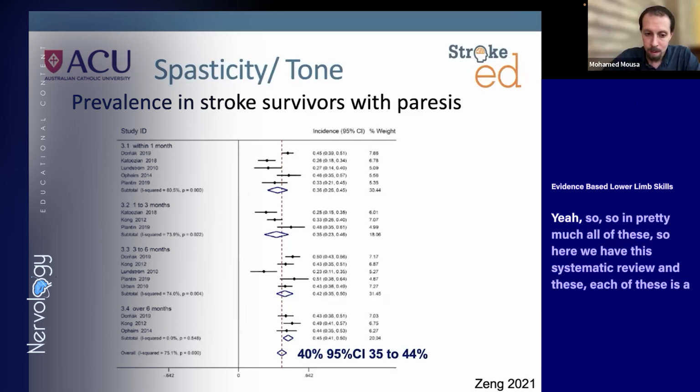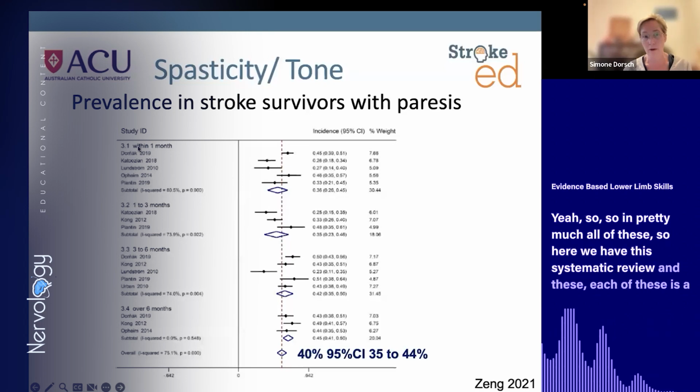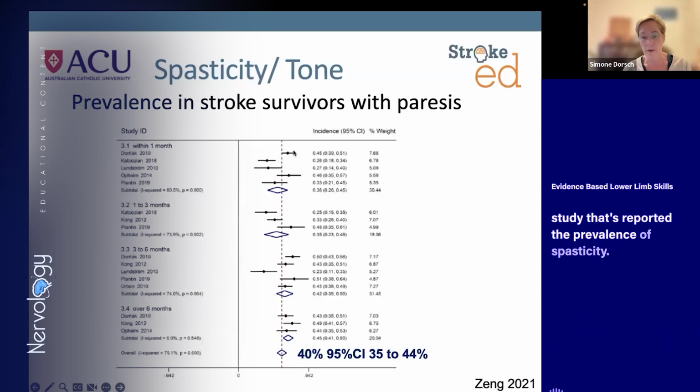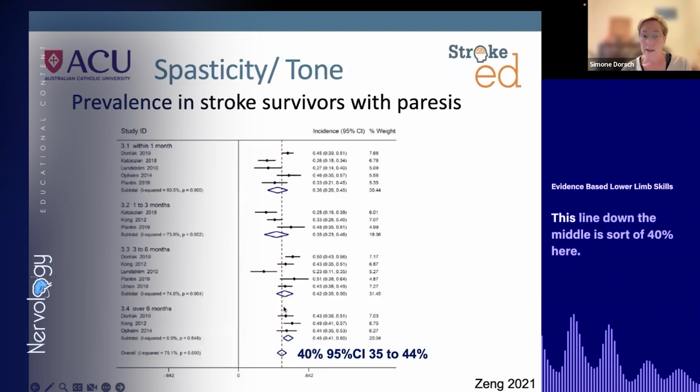Yes. So in pretty much all of these, here we have this systematic review, and each of these is a study that's reported the prevalence of spasticity. This line down the middle is 40% here.